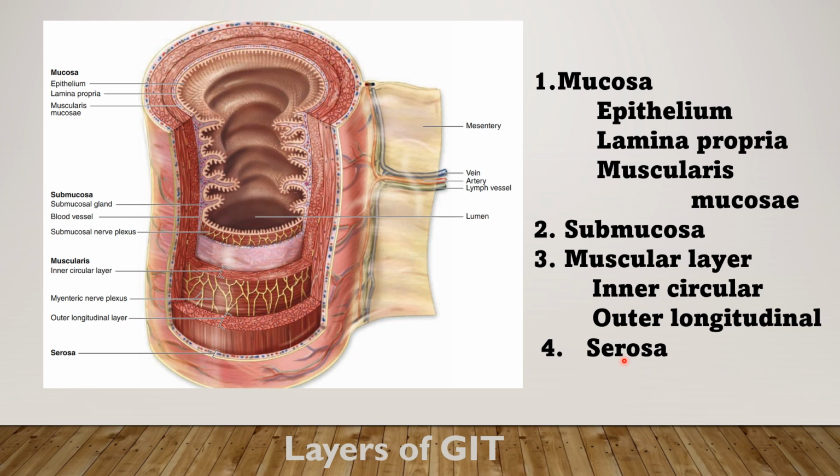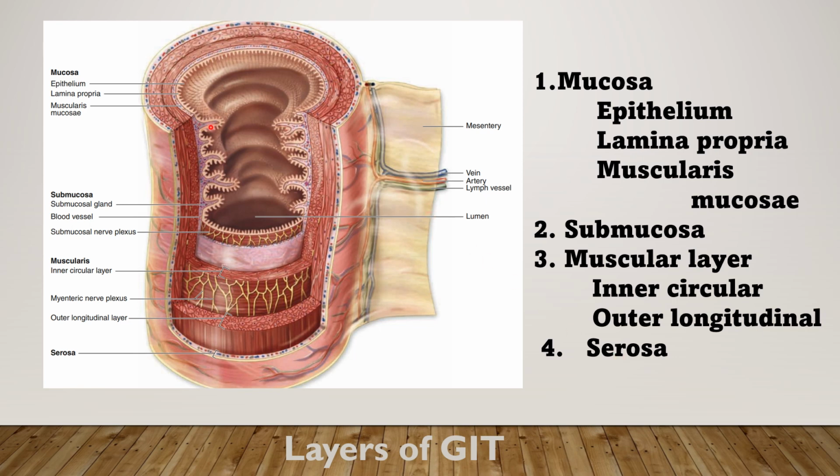Next, the outermost is called serosa or adventitia. Serosa means, if it is an abdominal organ, for example stomach, intestine, colon and all, covered by peritoneum, that covering is called serosa. Otherwise, you will be having a thin layer of connective tissue that will be called adventitia. So these are the layers of your GIT, gastrointestinal tract.